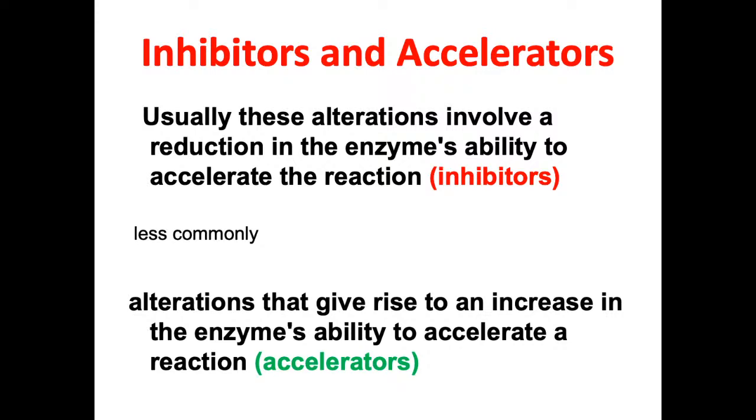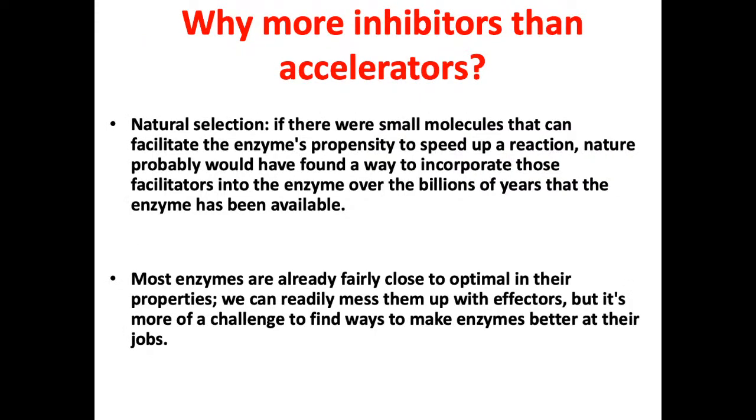They are accelerators. So why more inhibitors than accelerators? Natural selection: if there were small molecules that can facilitate the enzyme's propensity to speed up a reaction, nature probably would have found a way to incorporate those over the years, and most enzymes are already fairly close to the optimal in their properties.